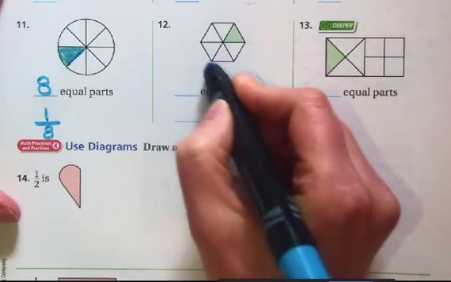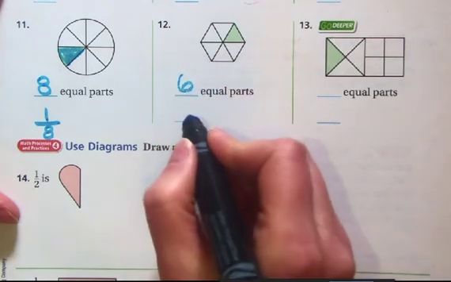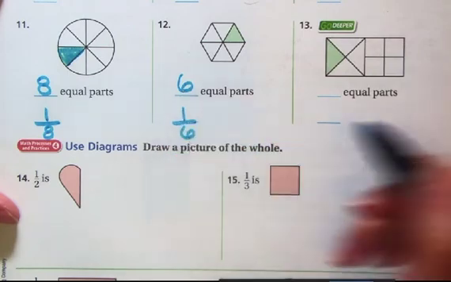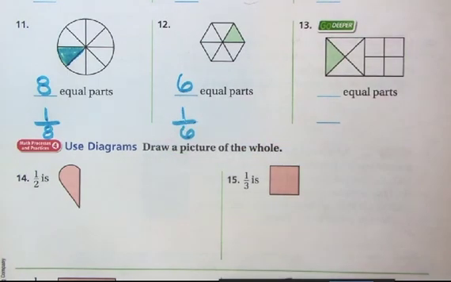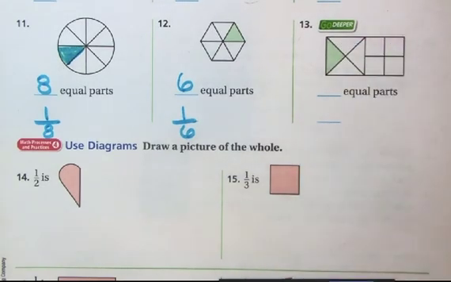Now my shape's a little different, but how many equal pieces? That's it. My fraction will be 1 over 6. Now look at number 13. Number 13 is very odd, but does it have equal pieces? Yes, it's 8. Yes. Okay.